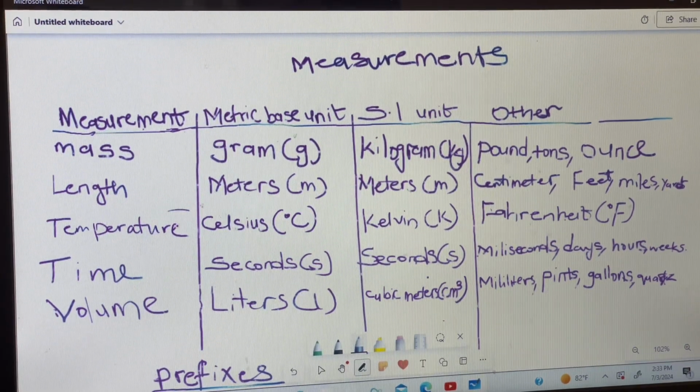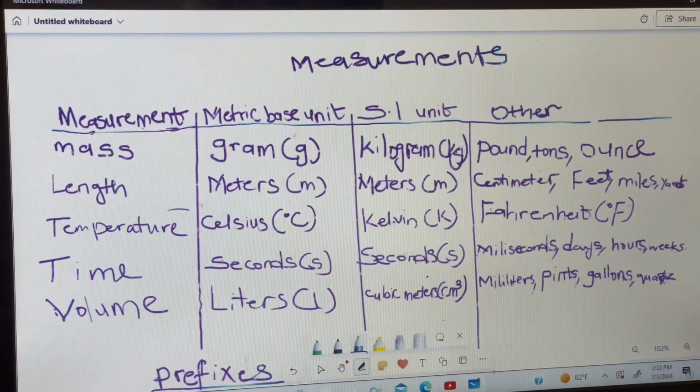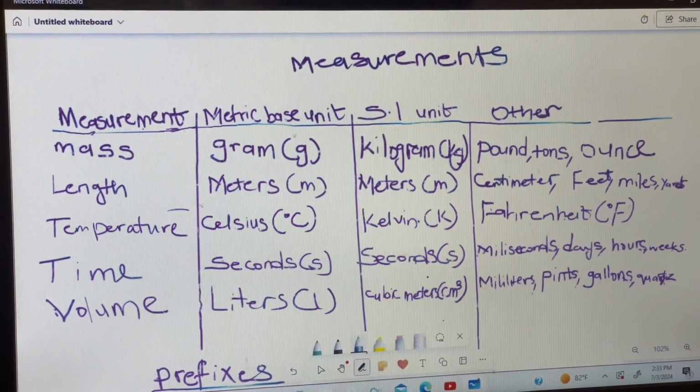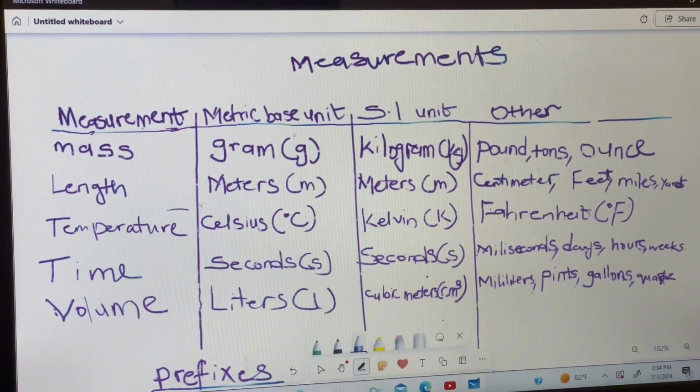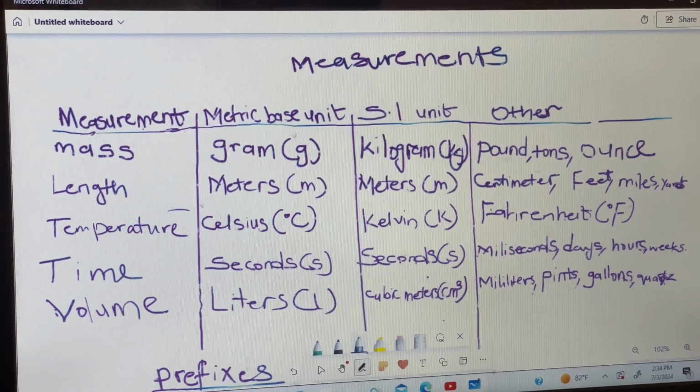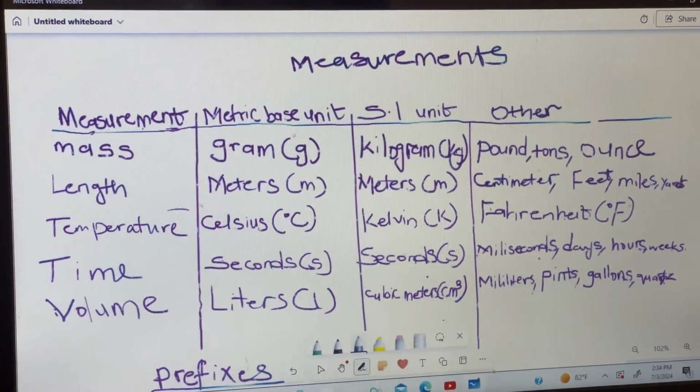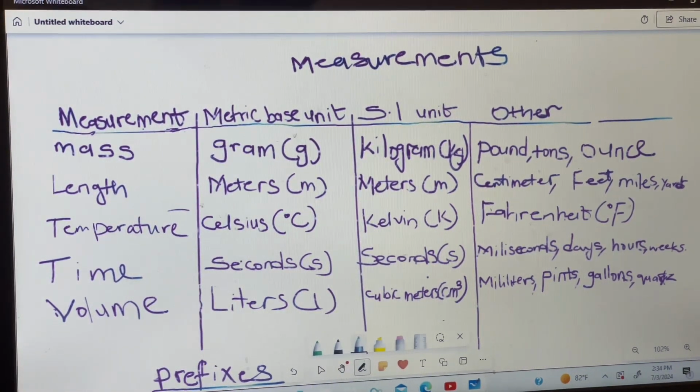Then for temperature, our metric base unit is measured in degrees Celsius. Then the SI unit, that is the standard international unit, is measured in Kelvin. And it can also be measured in degrees Fahrenheit. Then time, our metric base unit is measured in seconds. The SI unit is also measured in seconds. Then other units we have are milliseconds, days, hours, and weeks.